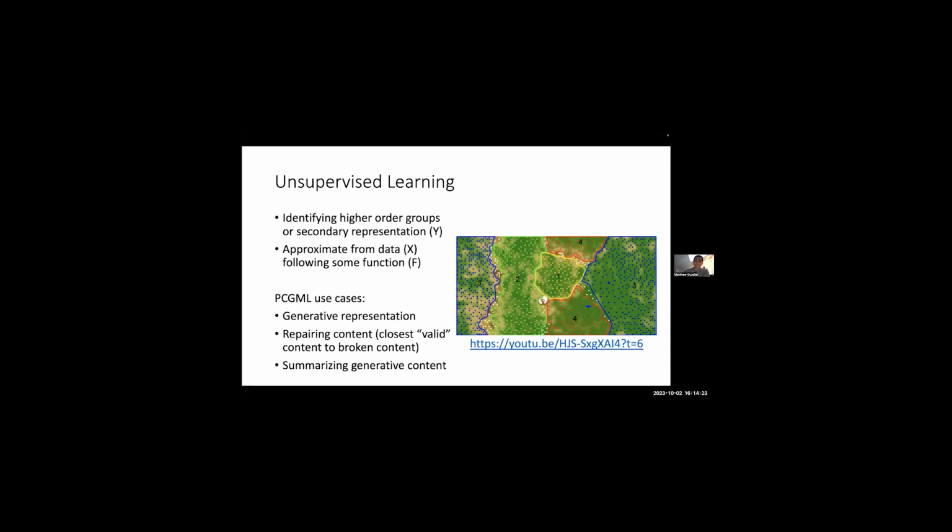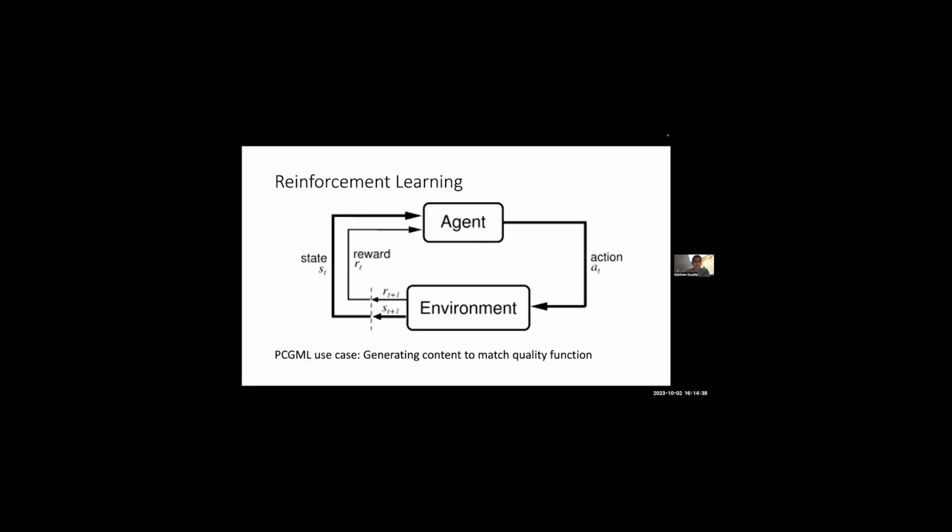And you can use it to summarize generative content. So we can generate lots of stuff, right? We could generate thousands of instances of data or pieces of content. To be able to generalize over that in some way is really helpful, to be able to say, okay, these are the kinds of things we can output.